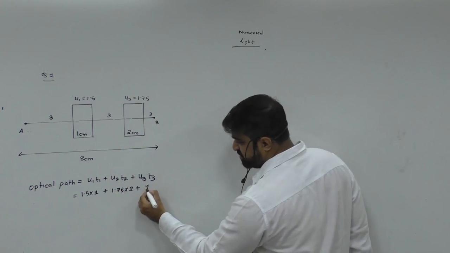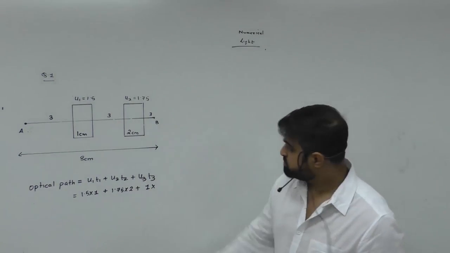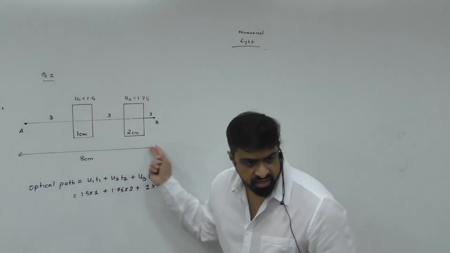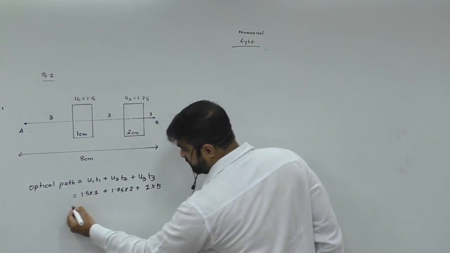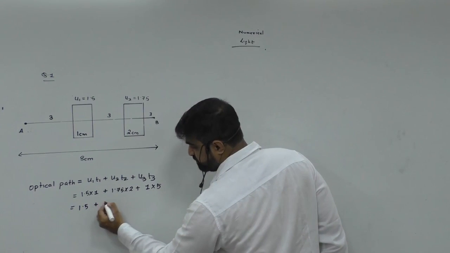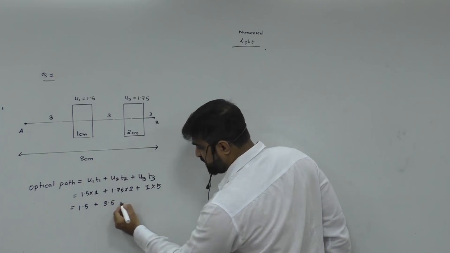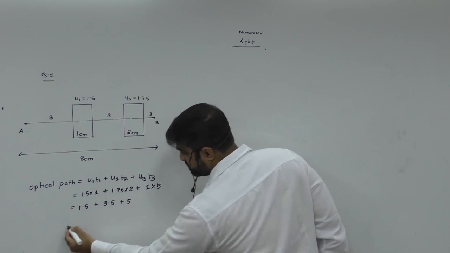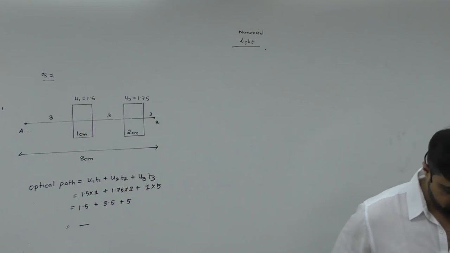Mu3 is 1, because air. And how much will t3 be? How much thickness is left? This 2 and 3 have gone from 8, so how much is left? 5. This is 1.5. Okay, this will be what? How much will it be? 3.5. And this will be 5. Answer is optical path. You get it?